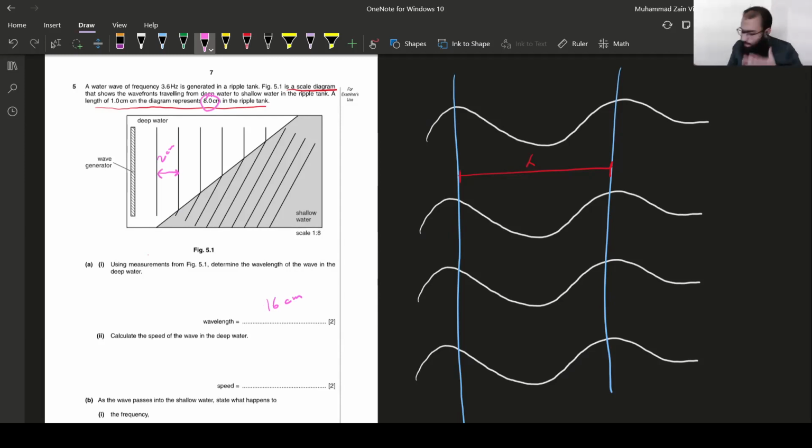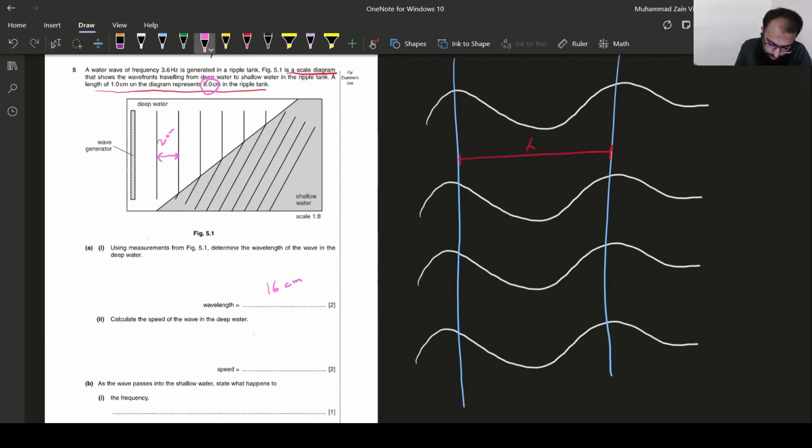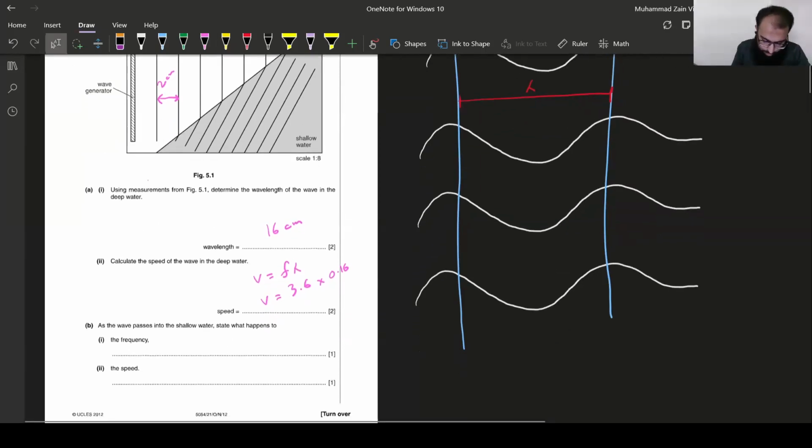Okay, so the next part: calculate the speed of the wave in deep water. Now we just need to find the speed of the wave in deep water. For that, we know the formula: speed equals frequency times lambda, which is the wavelength. So speed equals frequency, which they've told us to be 3.6 hertz, times the wavelength, which is 0.16 meters. And from this, I'll get my answer. I won't write it down. You all can calculate it yourselves.